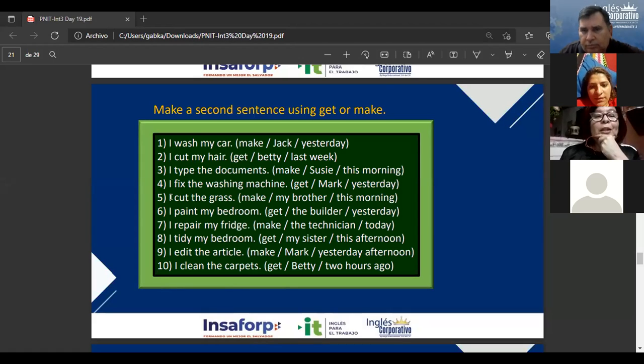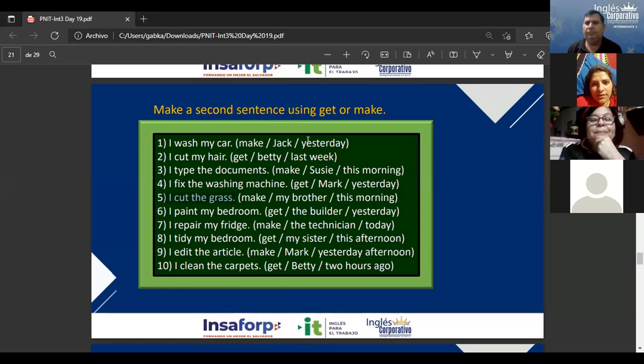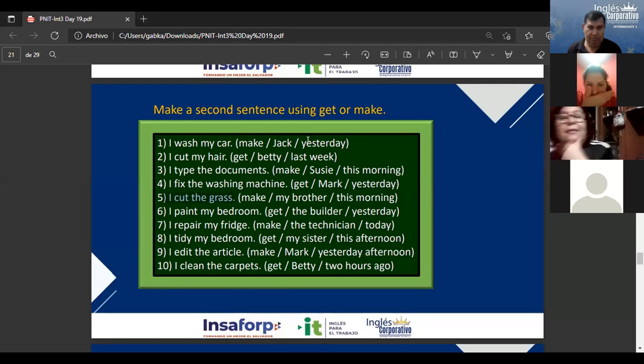Okay, next, I cut the grass. I think my brother makes me cut the grass this morning. Or I made my brother. Oh, I made my brother cut the grass this morning.